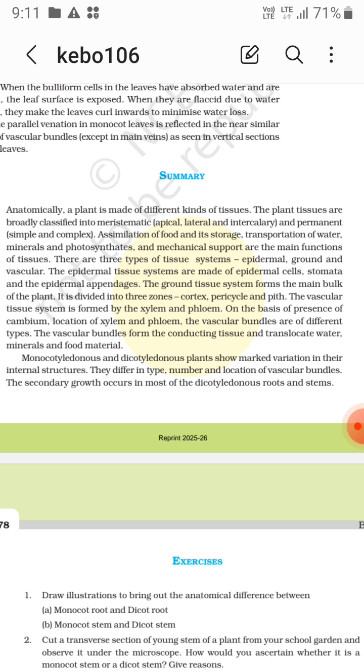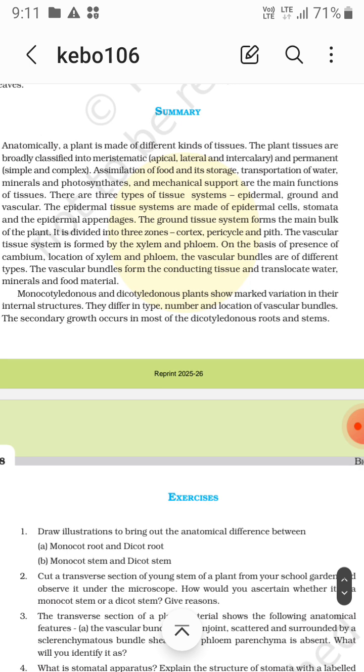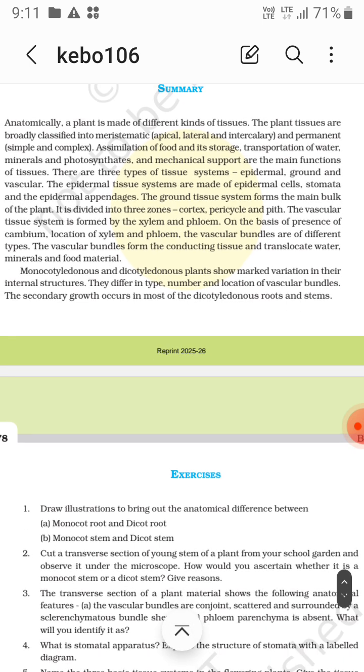So what do vascular bundles do? They have the xylem and phloem, and they have the cambium. They work as the conducting tissue. They translocate water, minerals, and food materials: phloem takes care of the food material, and mainly xylem takes care of the translocation of water.